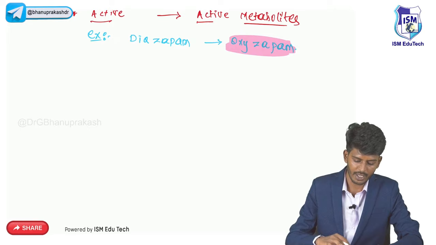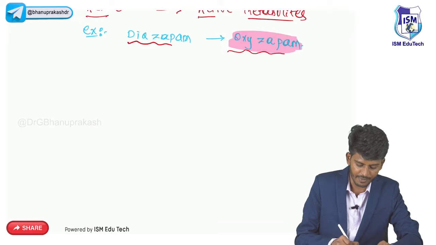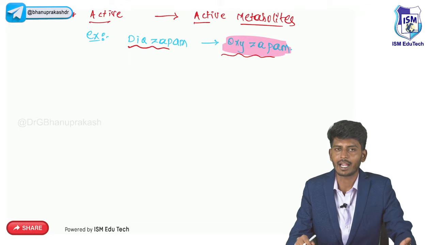This might be an MCQ. Why is this an MCQ? See, listen to me very carefully. Now, this diazepam becomes an active metabolite called oxazepam. Because of this, you need to know these drugs, especially benzodiazepines. There are other benzodiazepines also, which give rise to other active metabolites, among which you need to know diazepam.